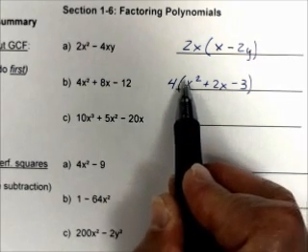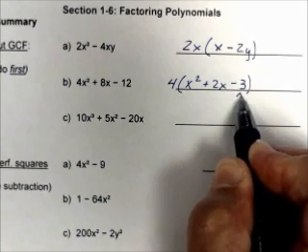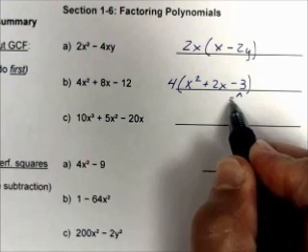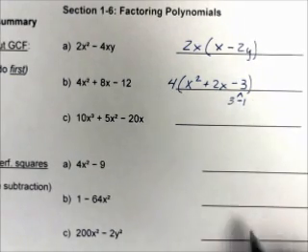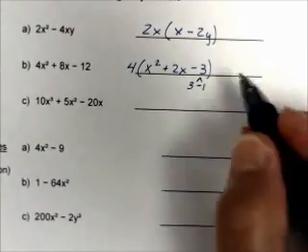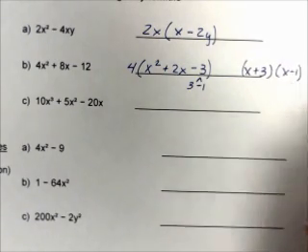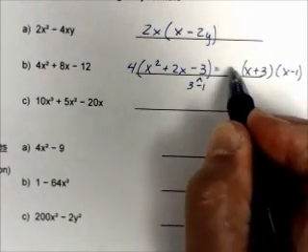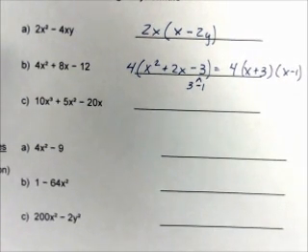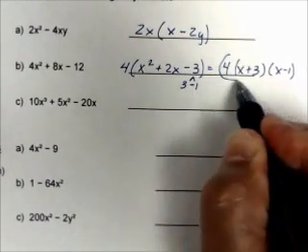The lead coefficient of x squared is 1, so we go to the constant, -3. Are there factors of -3 that add to 2? Yes, +3 and -1. So now the trinomial factors into two binomials: (x plus 3) times (x minus 1). And don't forget to bring over the GCF, the 4. So our completed factorization is 4 times (x plus 3) times (x minus 1).